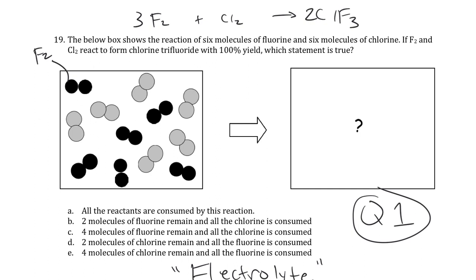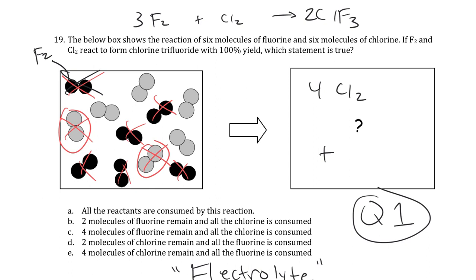So I have to kind of think about balancing this reaction. So if I take 3 of the F2s and 1 of the Cl2s, and if I do that twice, I'm going to take all 6 of the F2s. So I'm going to lose all the F2s, but only 2 of the Cl2s. So I'm going to leave behind 4 chlorine molecules. So I'm going to have 4 Cl2s left over. Then I'm going to produce the 4 ClF3s.